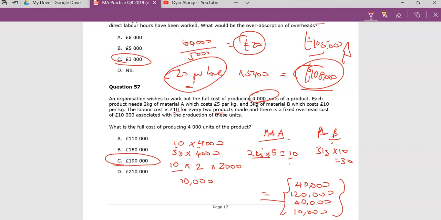This just threw me off a little initially because it was saying £10 for every two. So for every two products that you make, you're spending 10. I think the language is a bit poor, but anyway, if it's £10 for every two, technically it's 5 for each one. You could look at it that way, 5 for each one, and then just multiply, 5 times 4,000. But anyway, we have arrived at the right answer, and the answer there is C.